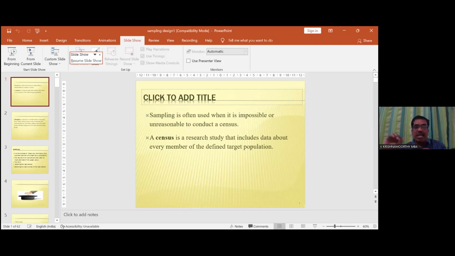This is today's agenda. Okay, with this information, I would like to discuss the sampling technique.